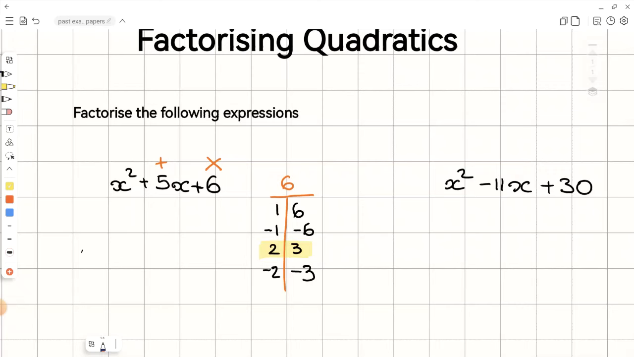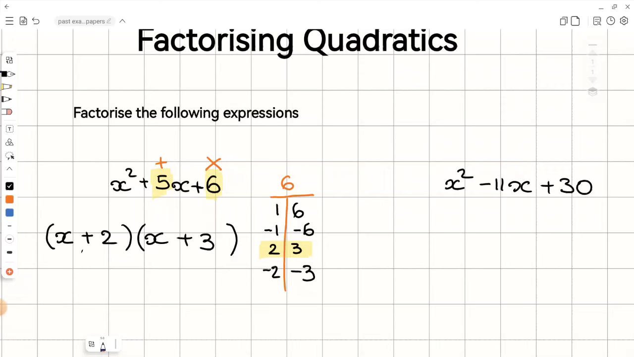Because if I multiply 2 by 3, it gives me 6, and if I add 2 and 3, it gives me +5. Now we have our numbers. We're going to write the quadratic expression using the factored form. So we're going to have double brackets. Our numbers are 2 and 3, so I will write in the brackets x plus 2 and then x plus 3.